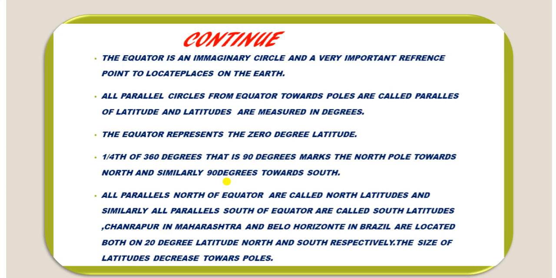And what will be the magnitude of the equator? Since the equator is not making any angle, therefore its value is 0 degrees. And one fourth of 360 degrees, that is the total circumference of the circle, that is 90 degrees, marks the North Pole towards north, and similarly 90 degrees towards south. Parallels north of the equator are called north latitudes, and towards south are called south latitudes.